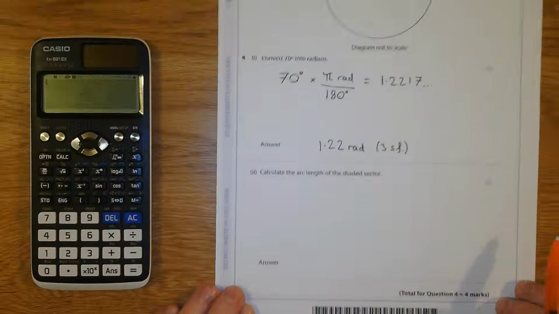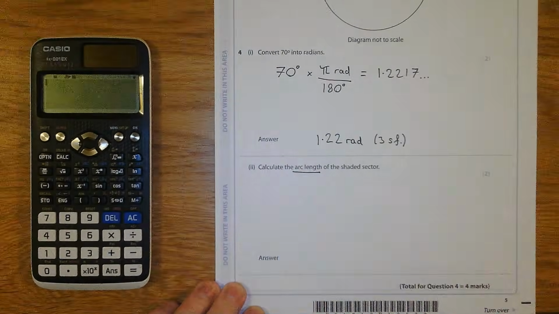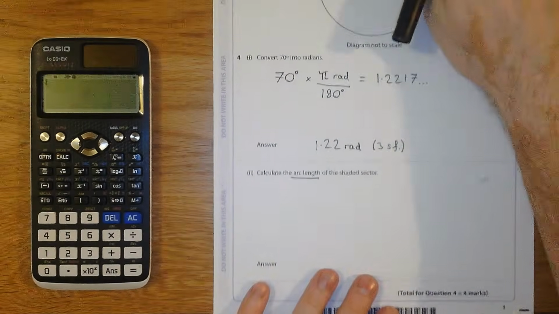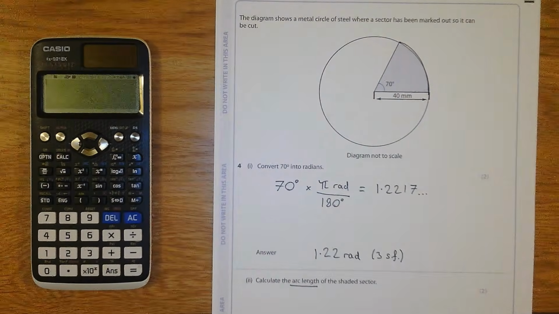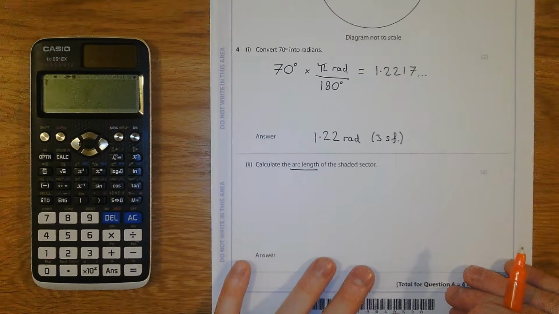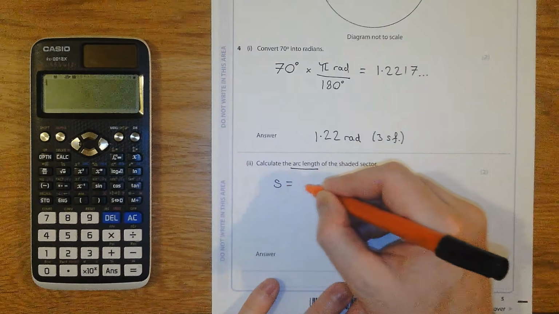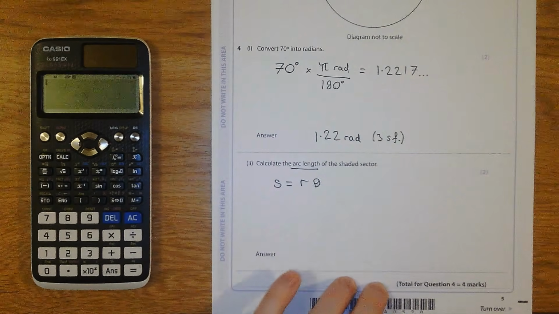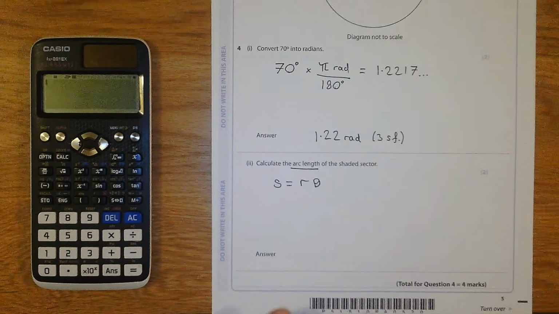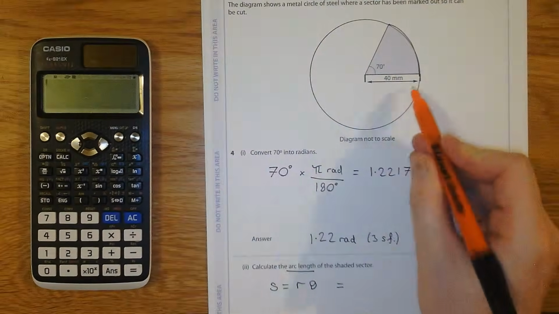In part 2, I'm asked to calculate the arc length of the shaded sector. Now the arc length, that's this length here. However, the formula for that, given in the formula sheet, is S for arc length equals the radius times by the angle when the angle is given in radians.